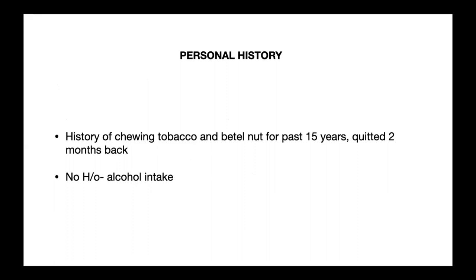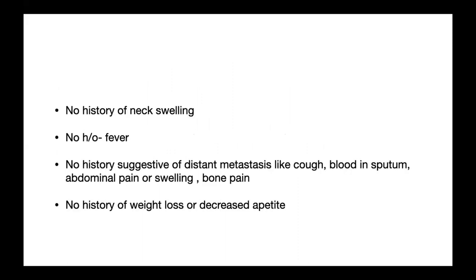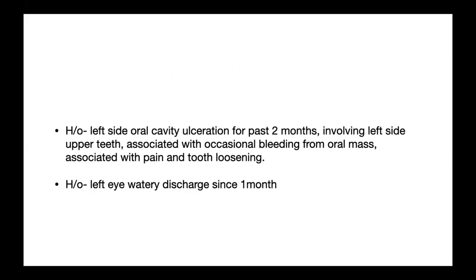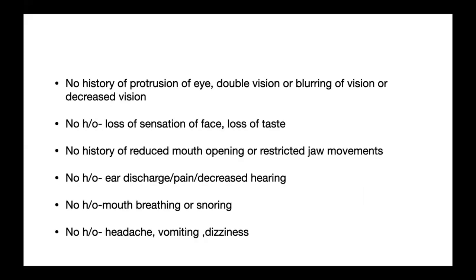Coming to personal history. Dr. Kirti, can you elaborate and give your justification for the negative histories you have taken? No history of protrusion of eye or double vision indicates that there is no optic nerve involvement or extraocular muscle involvement. No history of decreased vision suggests no optic nerve involvement.